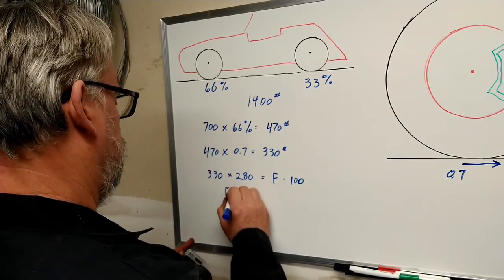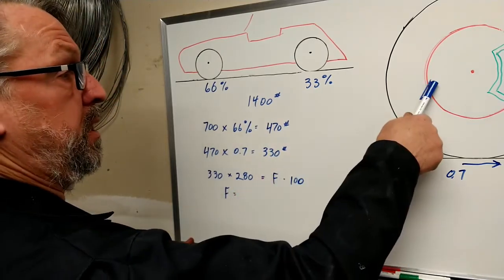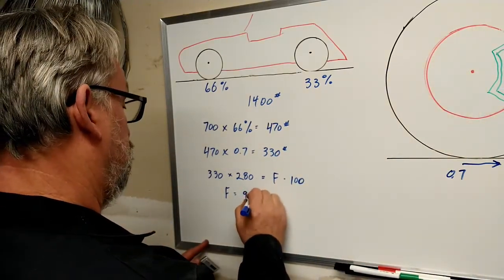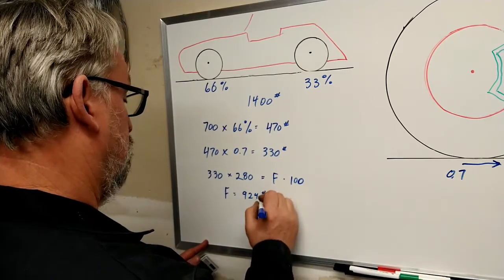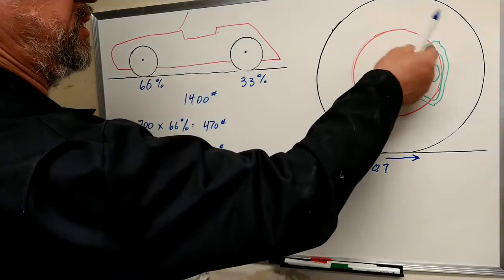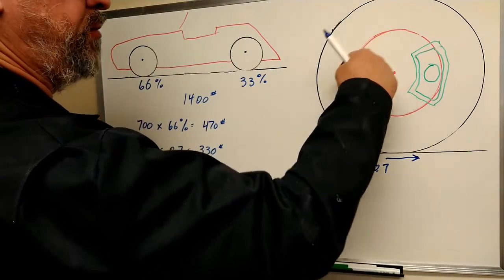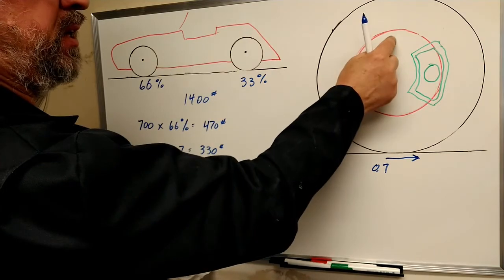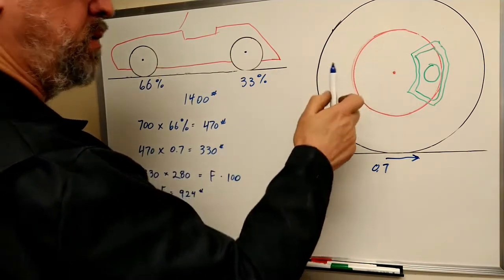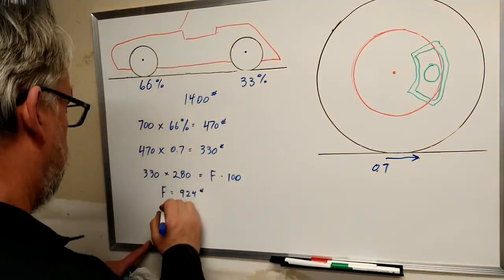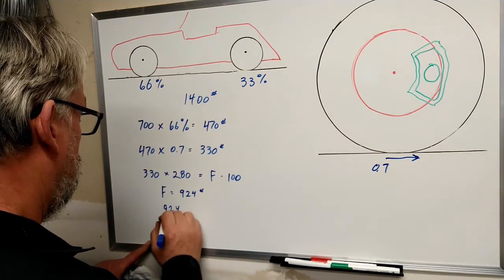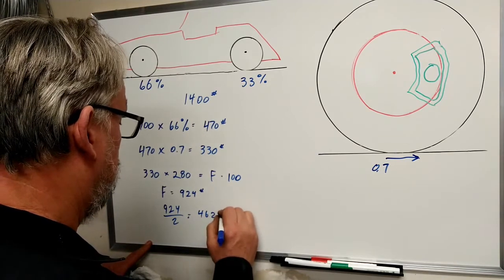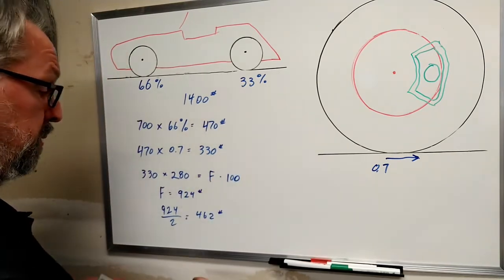So the friction force in the disc has to be 924 pounds. That's the force that's stopping this from turning. It's not a pressure, it's just a force that's stopping it from turning. And since there are pads on both sides of the disc, we have to divide that by 2. So 924 divided by 2 equals 462 pounds on each side of the caliper.